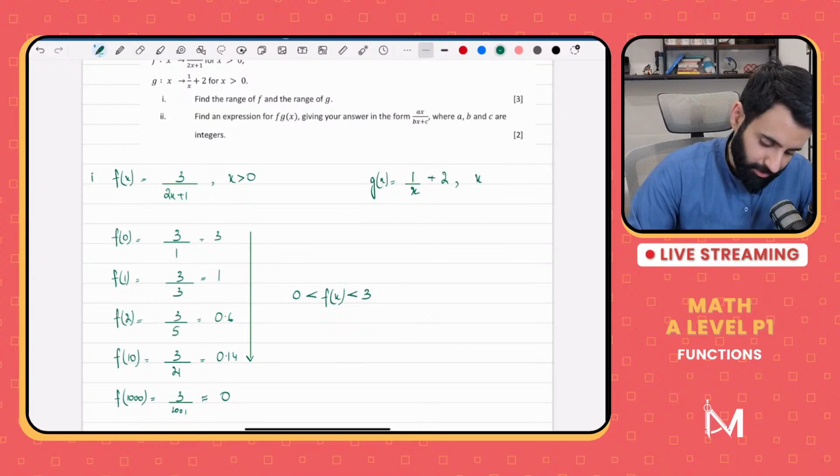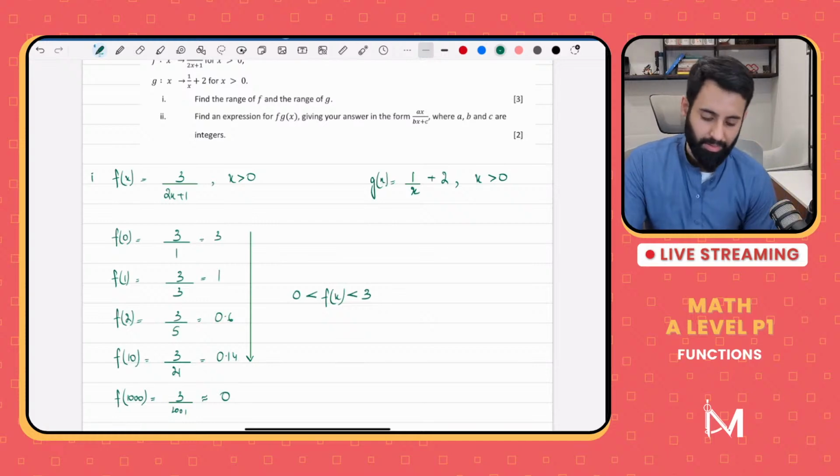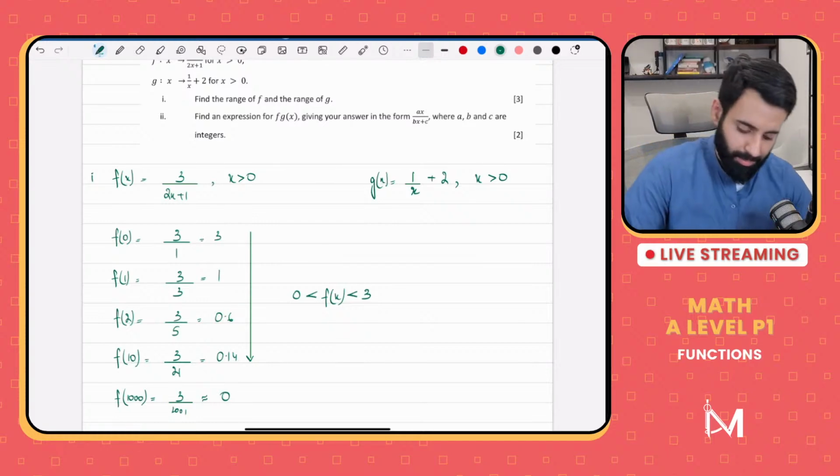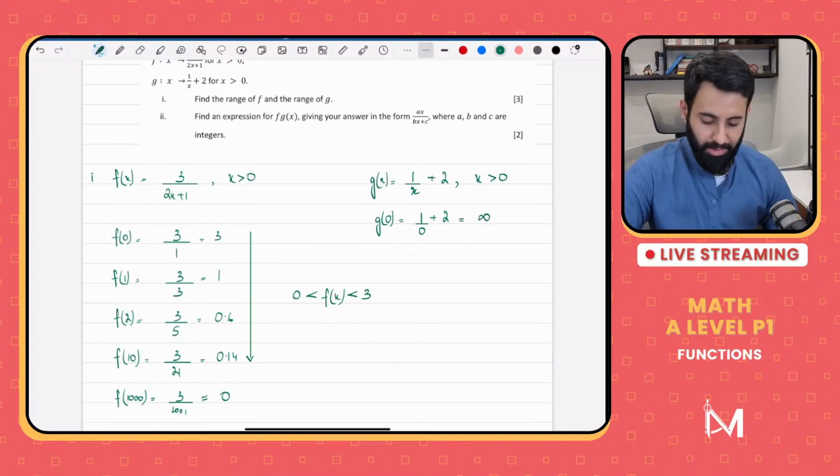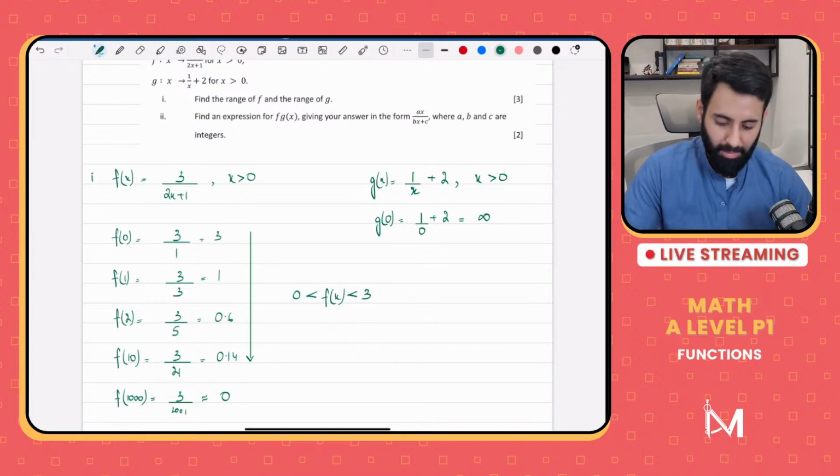So the domain is x is greater than 0. So let's start by plugging in 0. If you plug in 0, notice what happens. We have 1 upon 0, which by the way is infinity. And what happens? The overall value, what's 2 plus 1 upon 0? That's equal to infinity. So that means there is no upper limit. The upper limit can be anything.